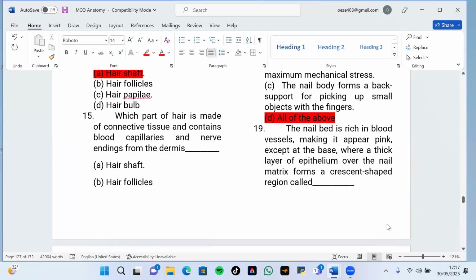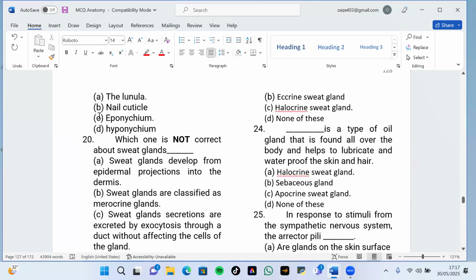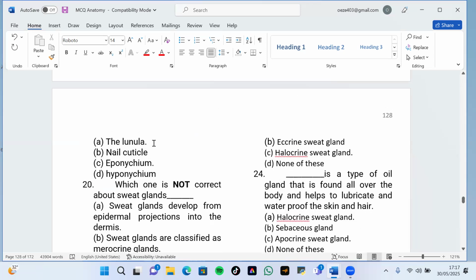Number 19. The nail bed is rich in blood vessels, making it appear pink, except at the base, where a thick layer of epithelium over the nail matrix forms a crescent-shaped region called what? A, the lunula. B, nail cortical. C, hyponychium. D, hypoinnertion. So the correct answer is A, the lunula.